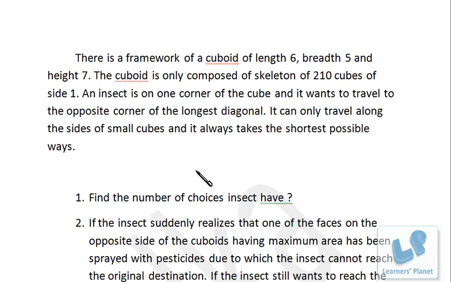Friends, I'm solving here a query sent by a student, a problem based on permutation and combination. Now, there is a framework of a cuboid of length 6, breadth 5 and height 7. The cuboid is only composed of the skeleton of 210 cubes of side 1. An insect is on one corner of the cuboid and it wants to travel to the opposite corner of the longest diagonal. It can only travel along the sides of the small cubes and it always takes the shortest possible ways, right? And we have to find out the number of choices the insect has.